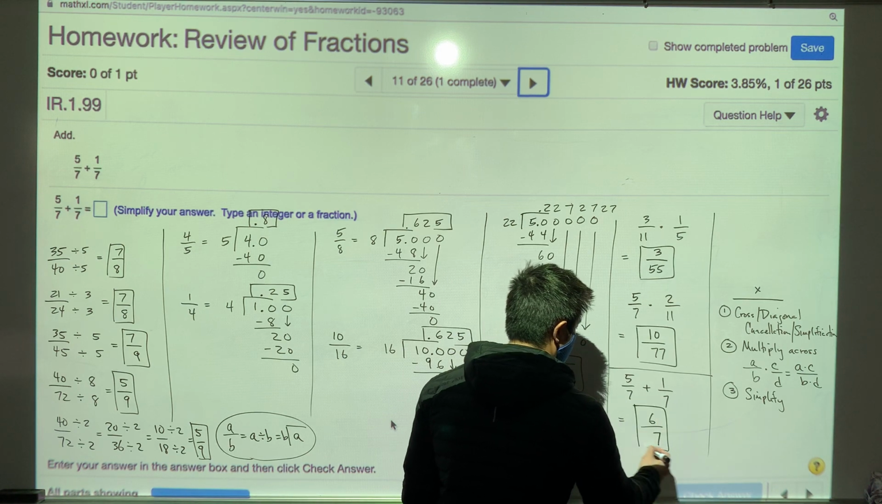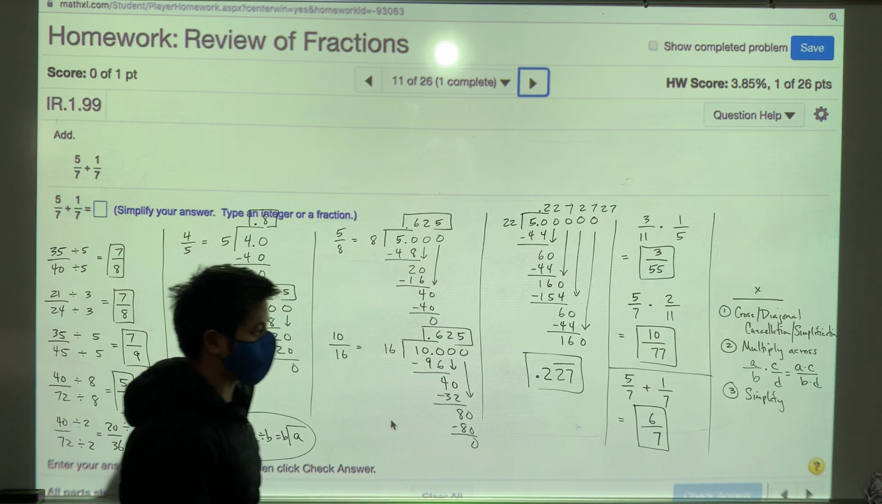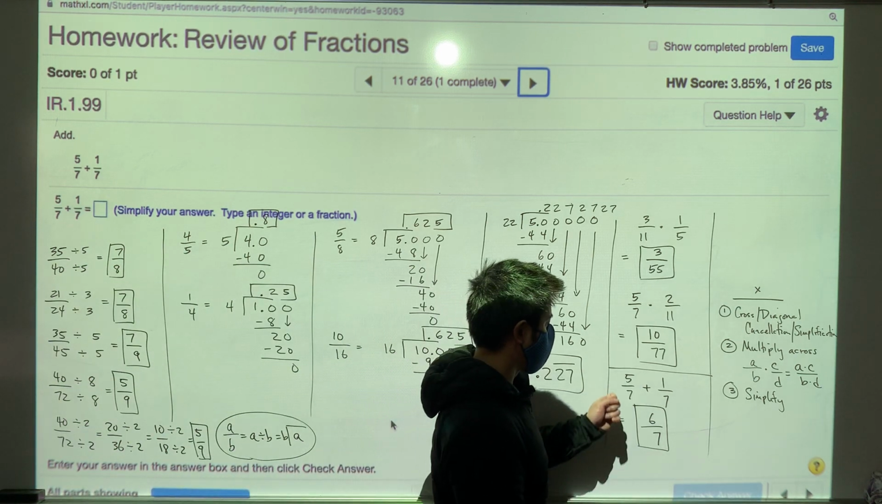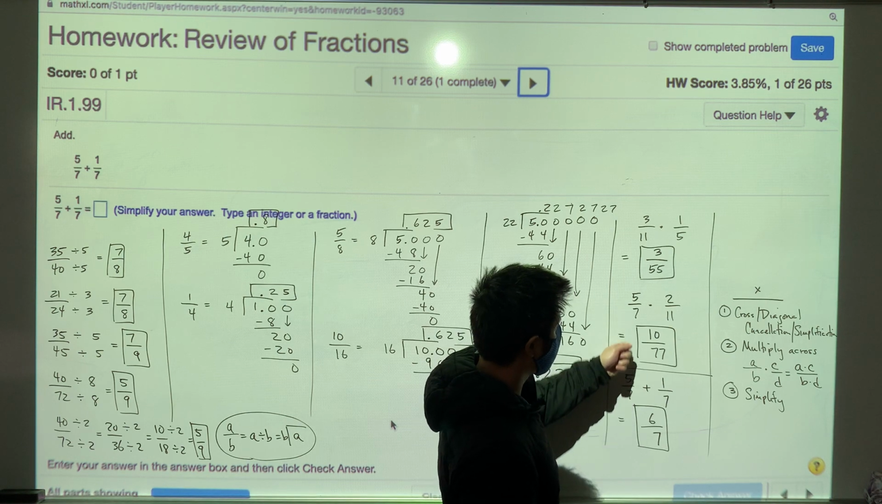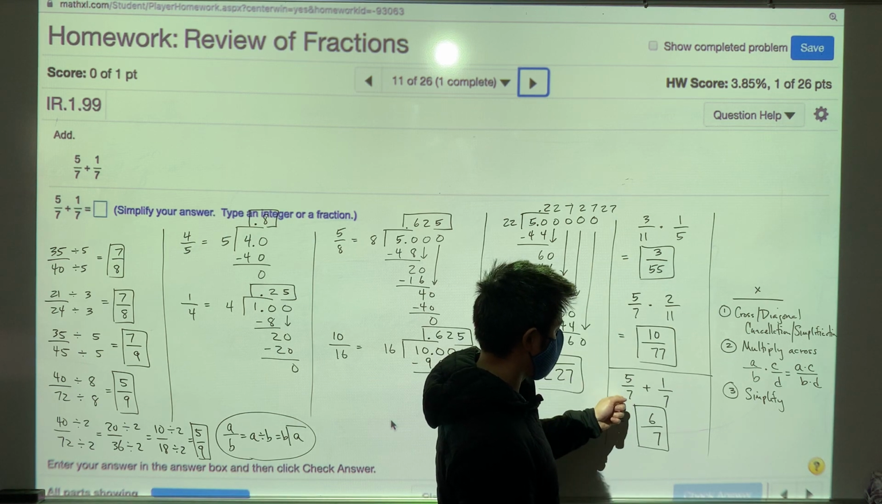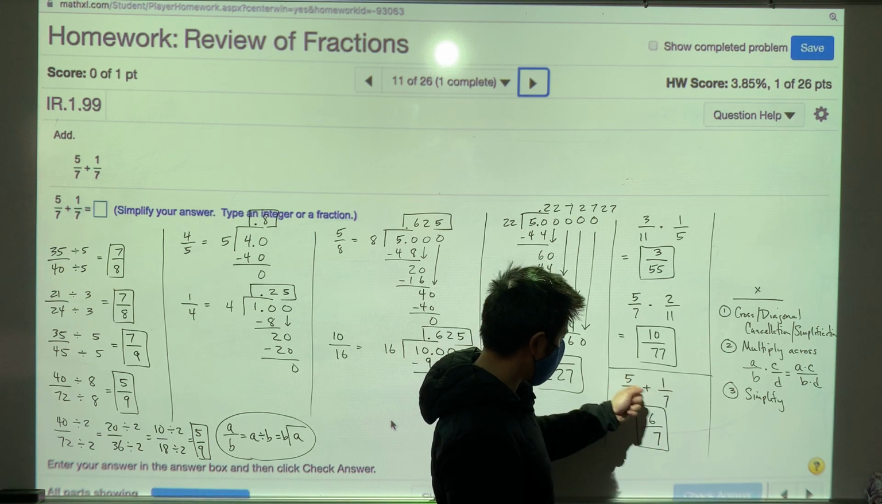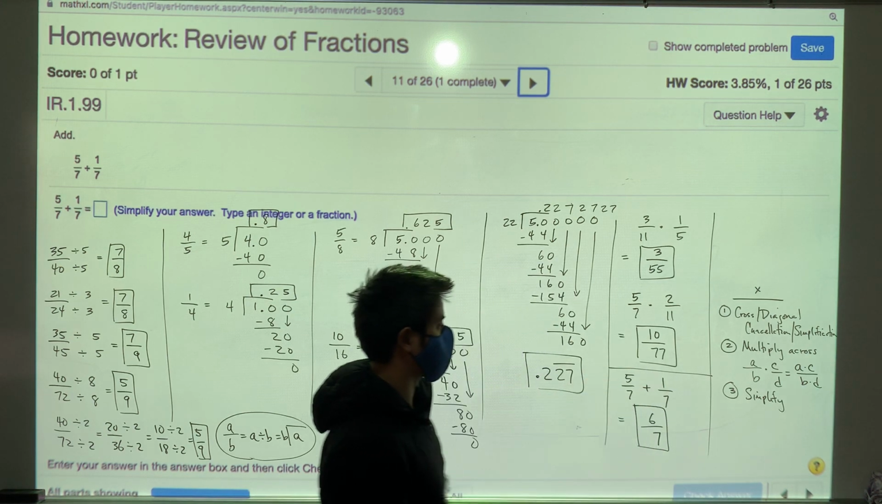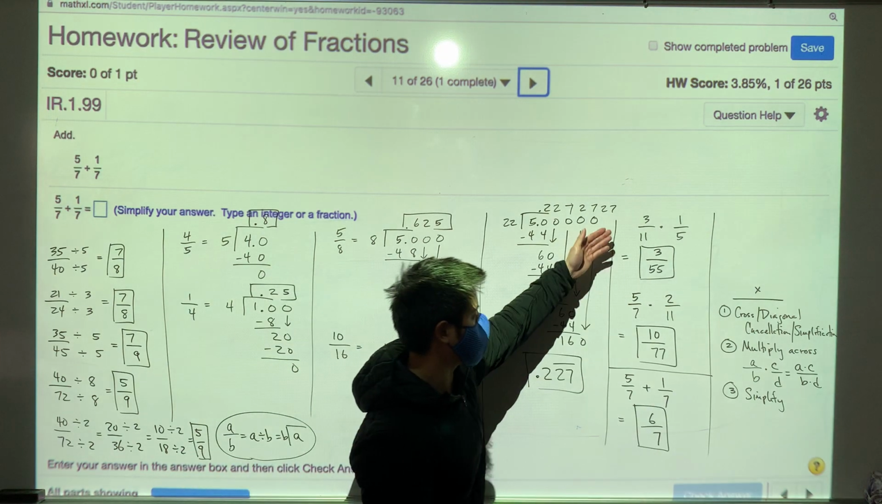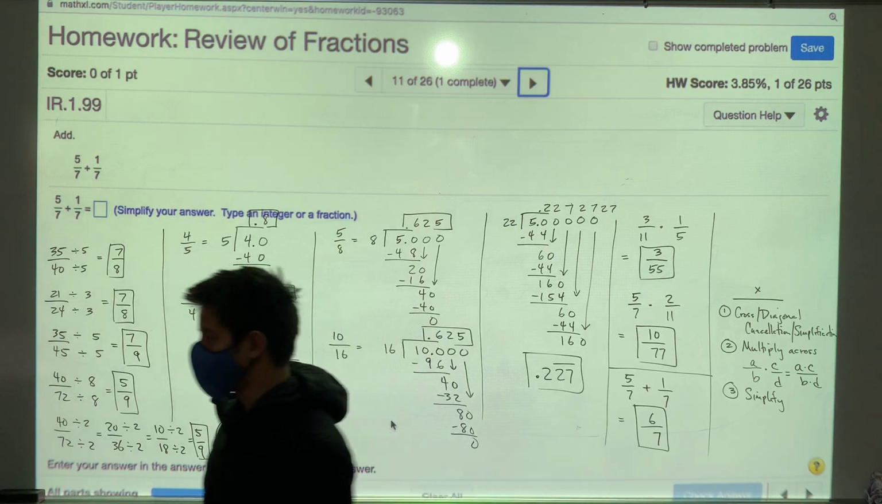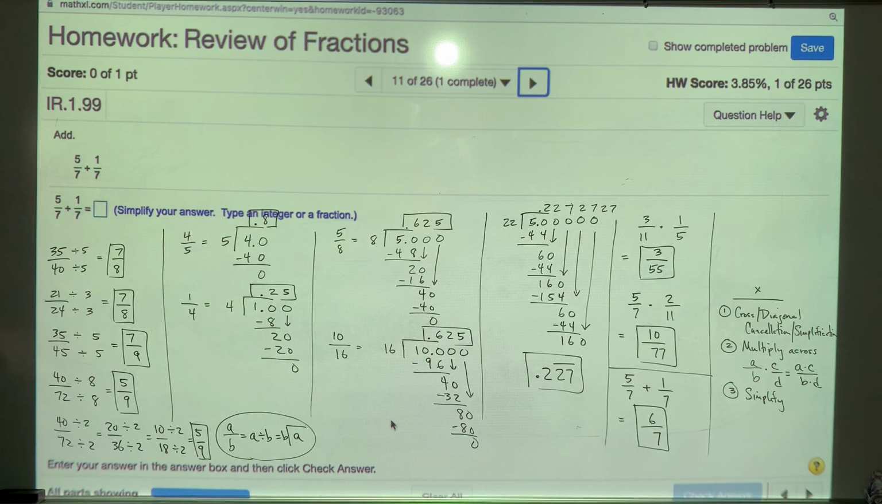The bottom stays the same so long as it's common. And that goes back to our last lesson. So maybe that's why they threw that in there, to really make sure that you understand that addition is very different from multiplication. As long as you have a common denominator, it stays, and then you can do the operation to the top. However, multiplication, multiply top, multiply bottom.